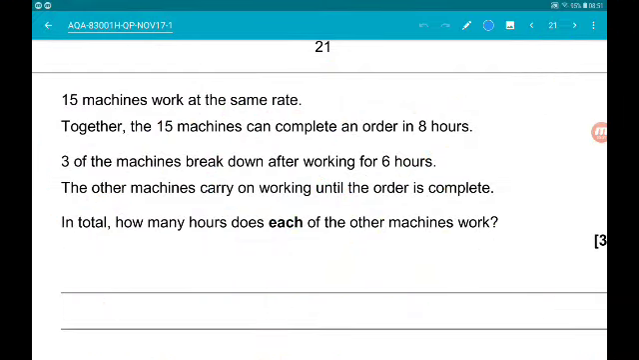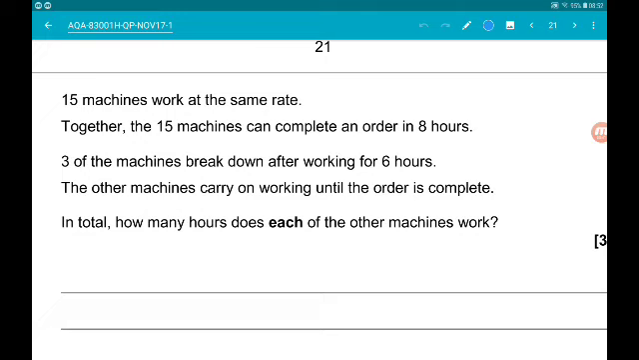Okay, 25, we got some proportion. So 15 machines work at the same rate. Together, the 15 machines can complete an order in 8 hours. 3 of the machines broke down after working for 6 hours. The other machines carry on working until the order is complete. In total, how many hours does each of the other machines work?